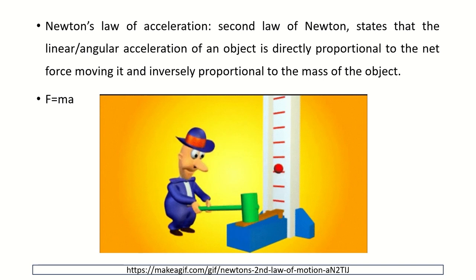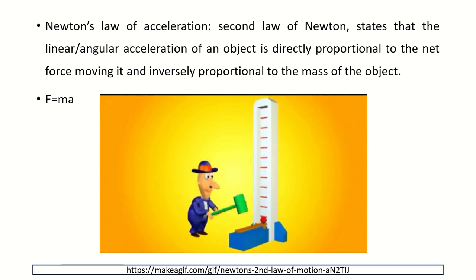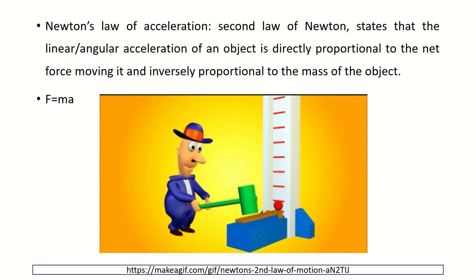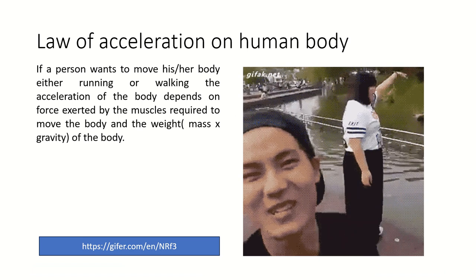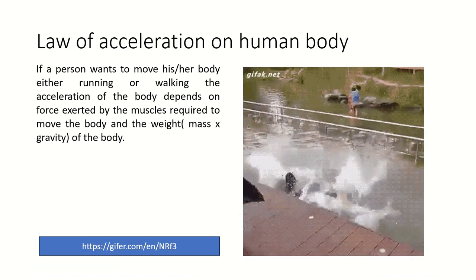When we talk about the same formula application on the human body, we cannot apply the exact same formula because an object has a mass whereas the human body has weight. Substituting that, weight is equal to mass into gravity.